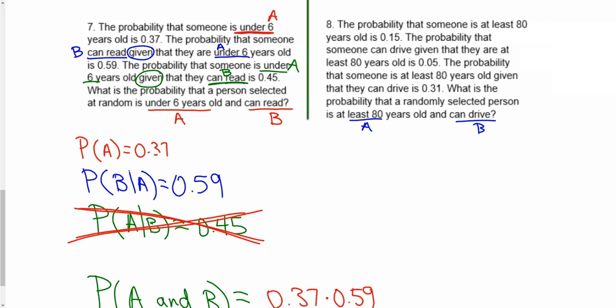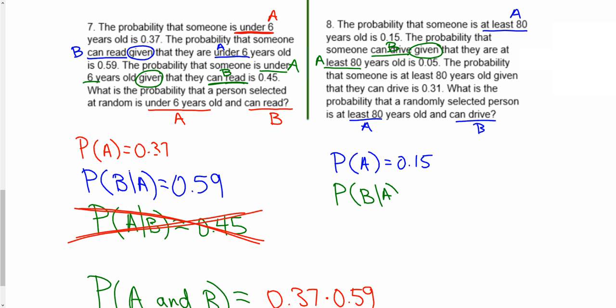It says the probability that someone is at least 80. At least 80 is your event A. And it says that the probability is 0.015 or 0.15. So probability of A is 0.15. The next sentence, the probability that someone can drive, we labeled that as B. So here's B. Given is the key word that tells us to put the slash. And then here's the at least 80 again. So that's A. So this one is probability of B given that A has occurred.